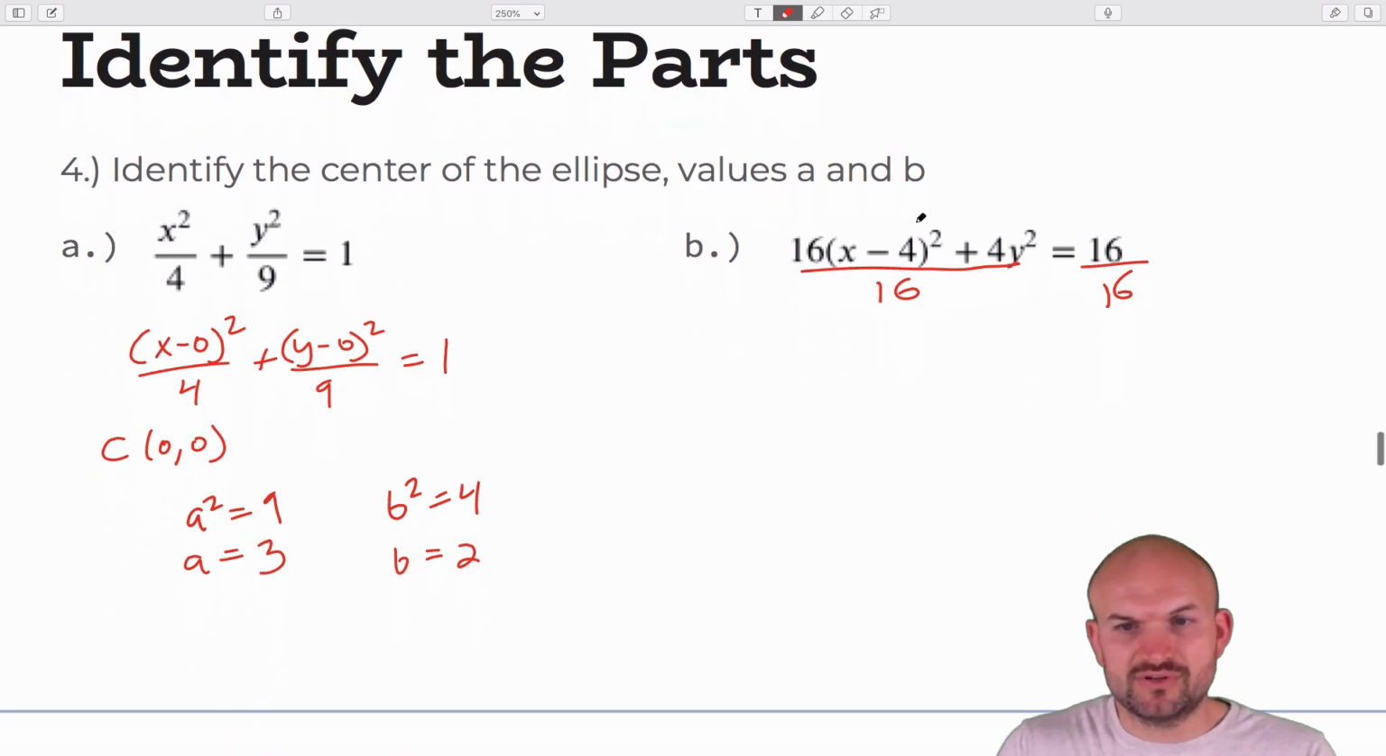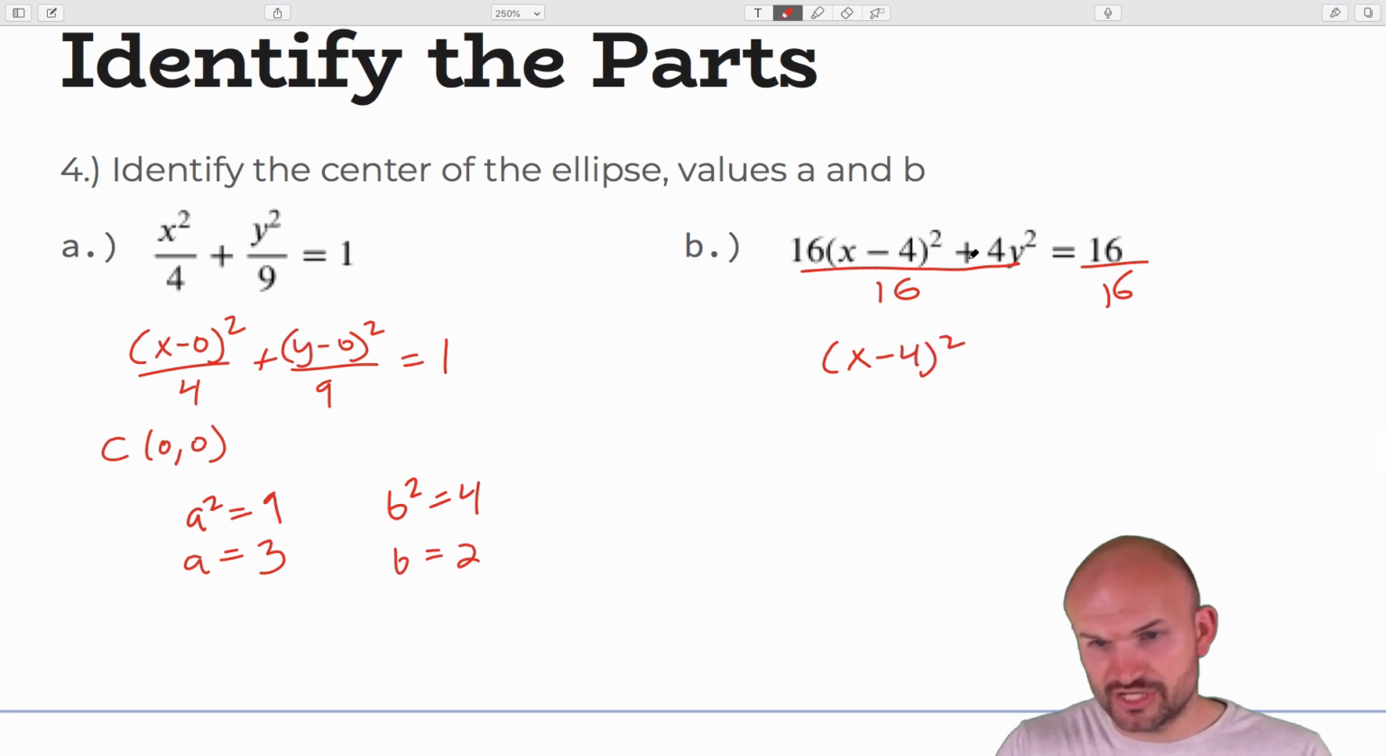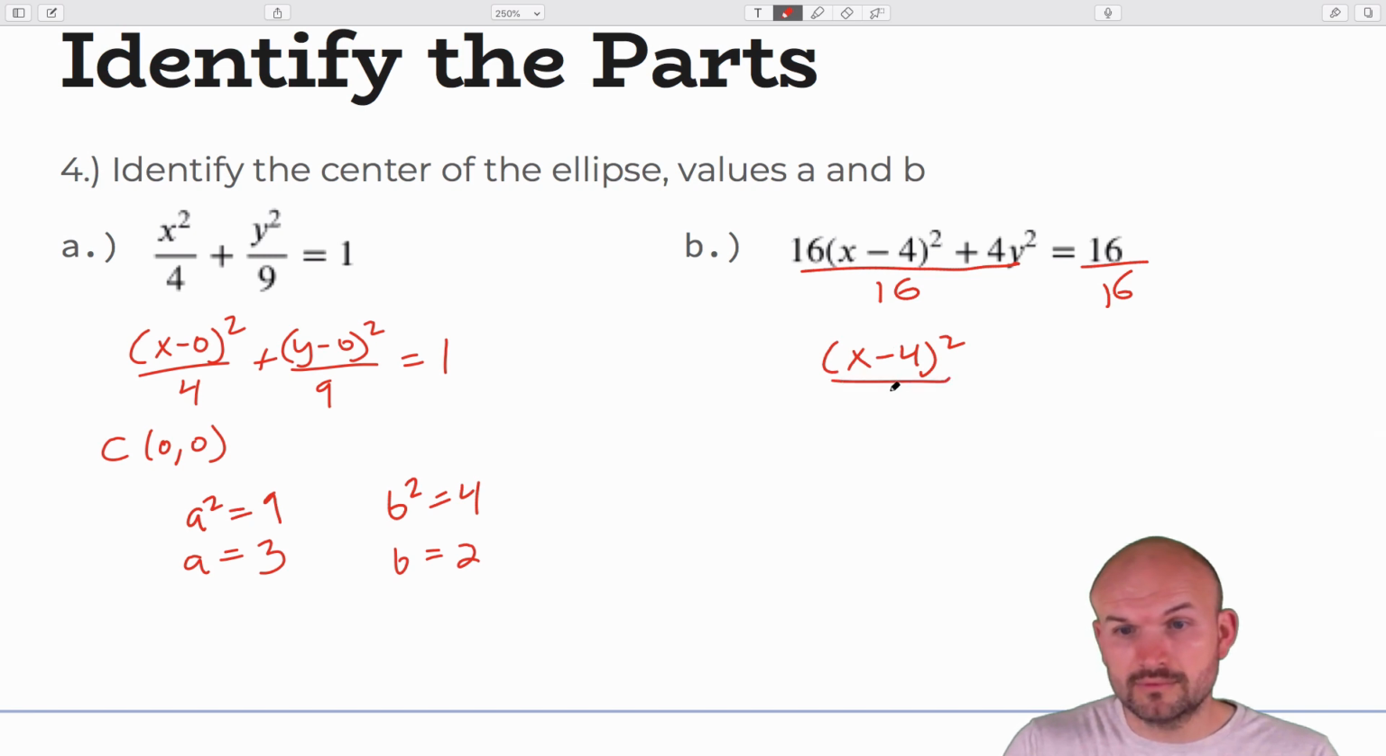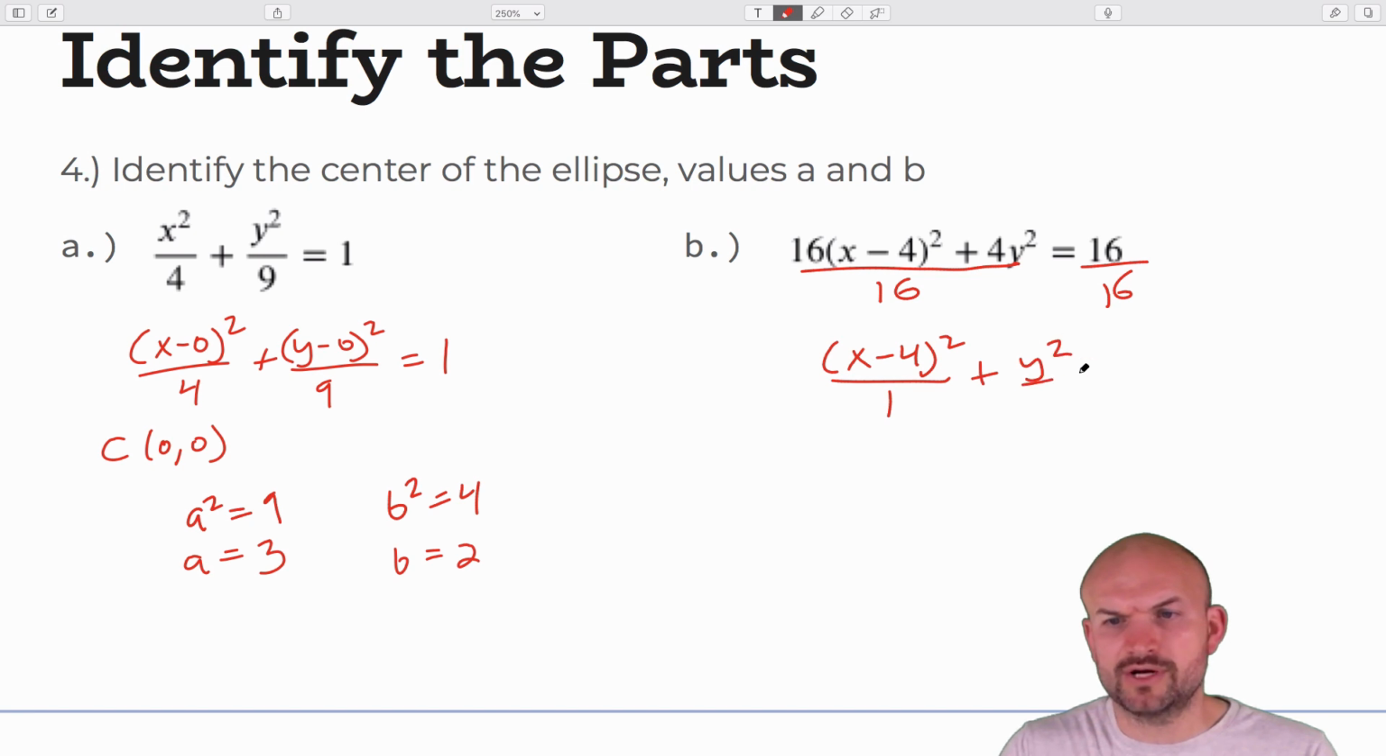So I divide by 16 on both sides. Remember that 16 distributes into both of those terms. So that's going to leave me with an x minus 4 quantity squared. That's actually just going to go over to 1, but I'm going to write that in there so you know it's there. And then 4 over 16 can be reduced to 1 over 4. So I'd have a y squared over 4 equals 1.